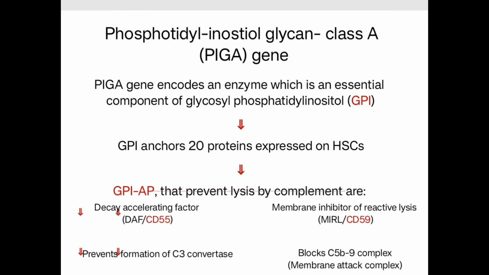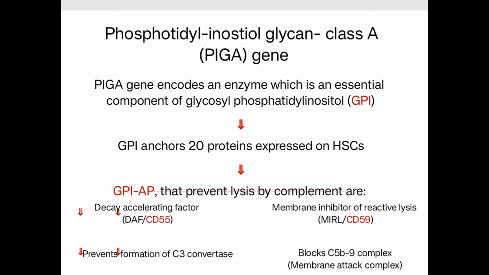Now moving on to the PIGA gene. PIGA gene is the phosphatidylinositol glycan class A gene. It is a gene which encodes an enzyme which is essential for a component of glycosyl phosphatidylinositol. So it is a GPI anchor. This GPI anchor is important as it expresses proteins like DAF and MIRL. It prevents lysis by the complement.